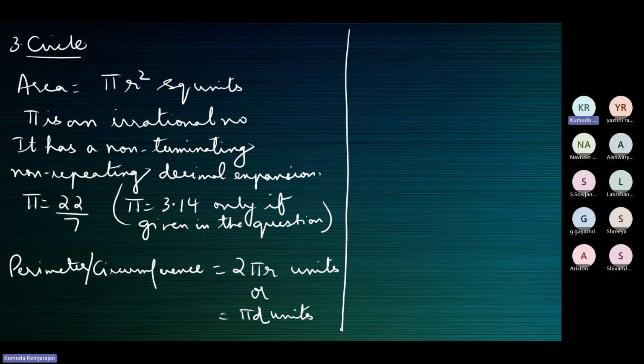Two into pi into r or pi d. That is the perimeter, or circumference.